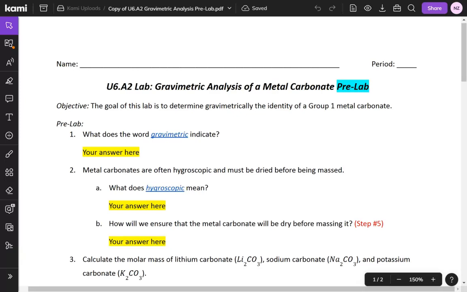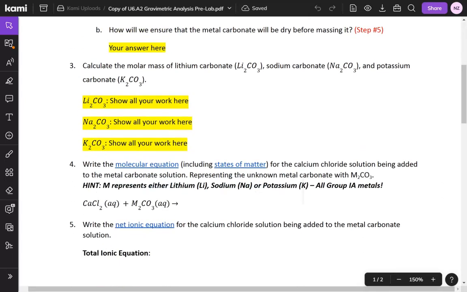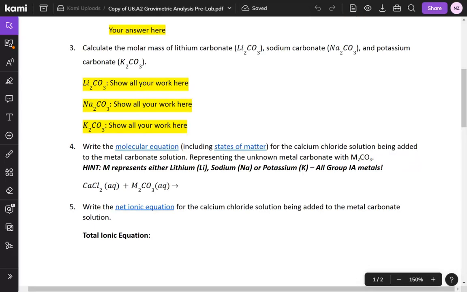In this video, we're going to go through some of the calculations required for the gravimetric analysis pre-lab. So number 4 is going to be the first question that we're going to go through. It says to write the molecular equation, including the states of matter for a calcium chloride solution being added to the metal carbonate solution. We need to represent the unknown metal carbonate with M2CO3.